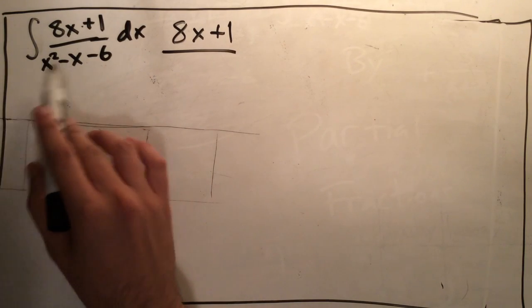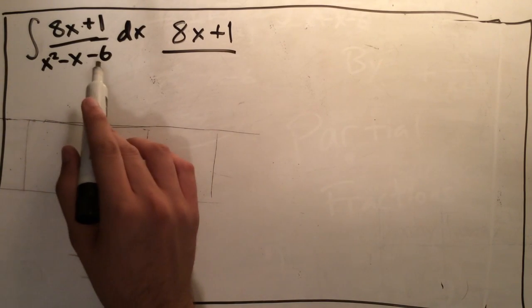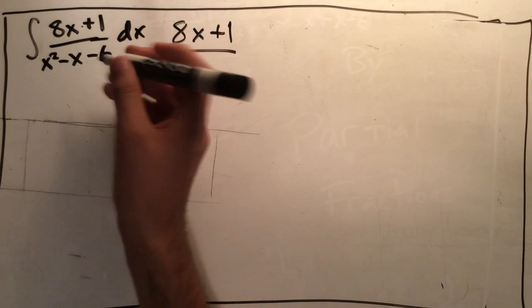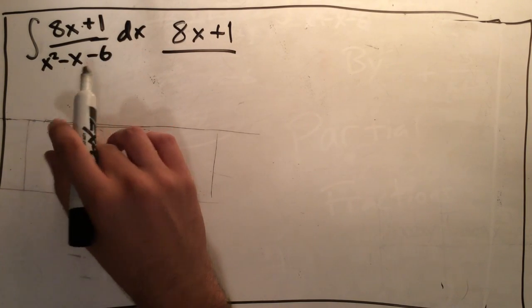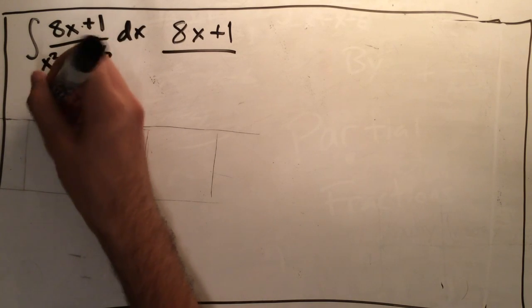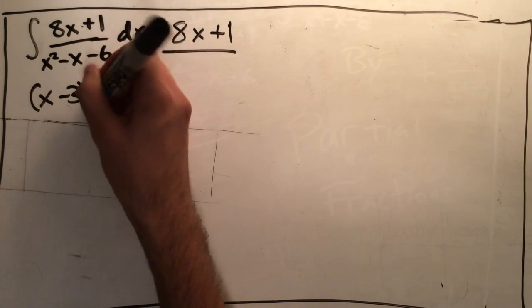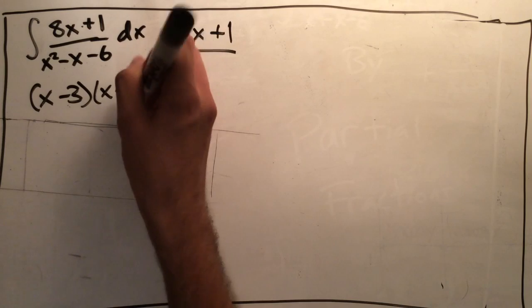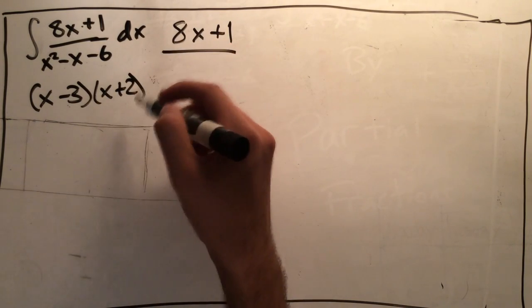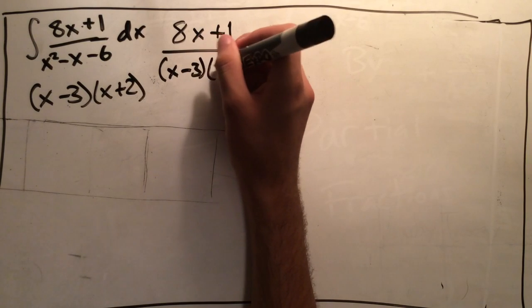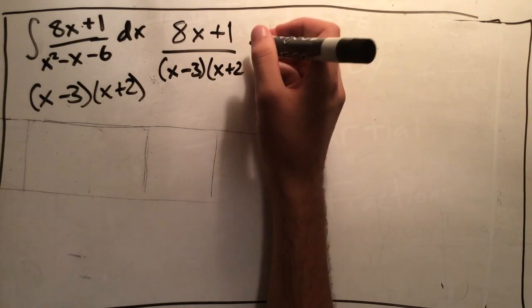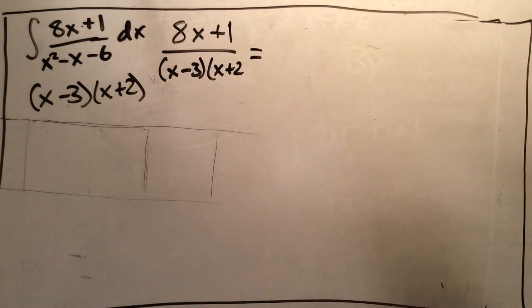Now we want to factor the bottom so that we can split it into two separate fractions. If you factor x squared minus x minus 6, you'll get x minus 3 and x plus 2. So we're going to put it right here, x minus 3 times x plus 2. Now we're going to set it equal to something.